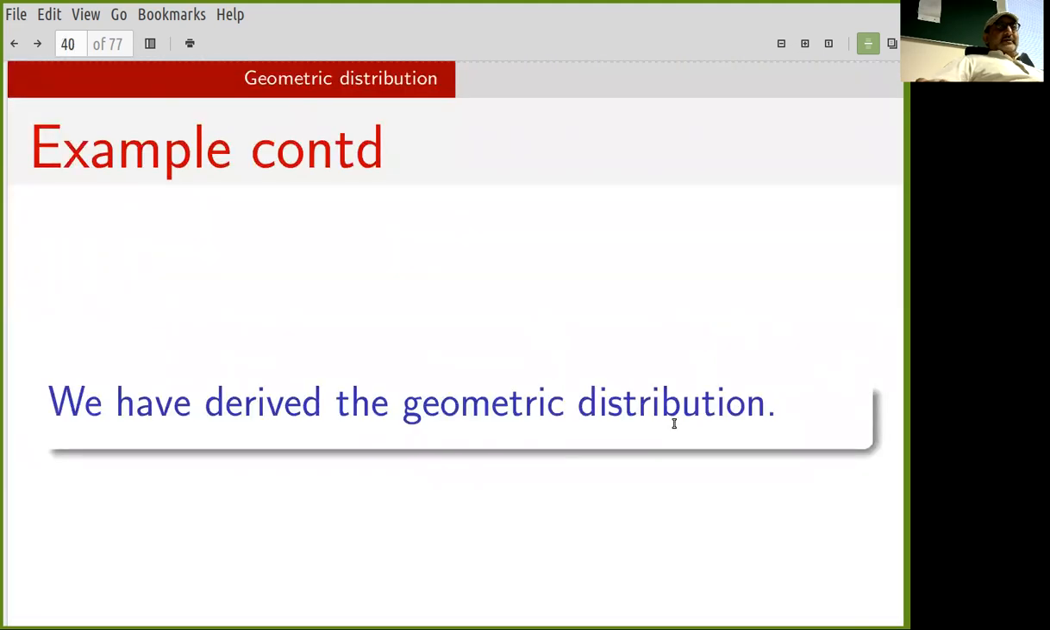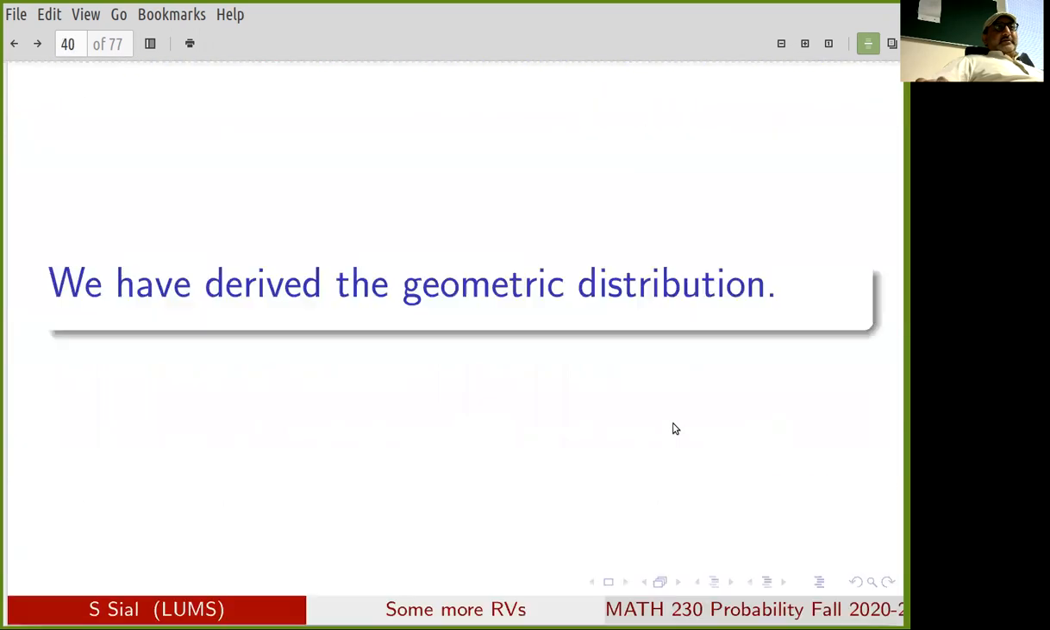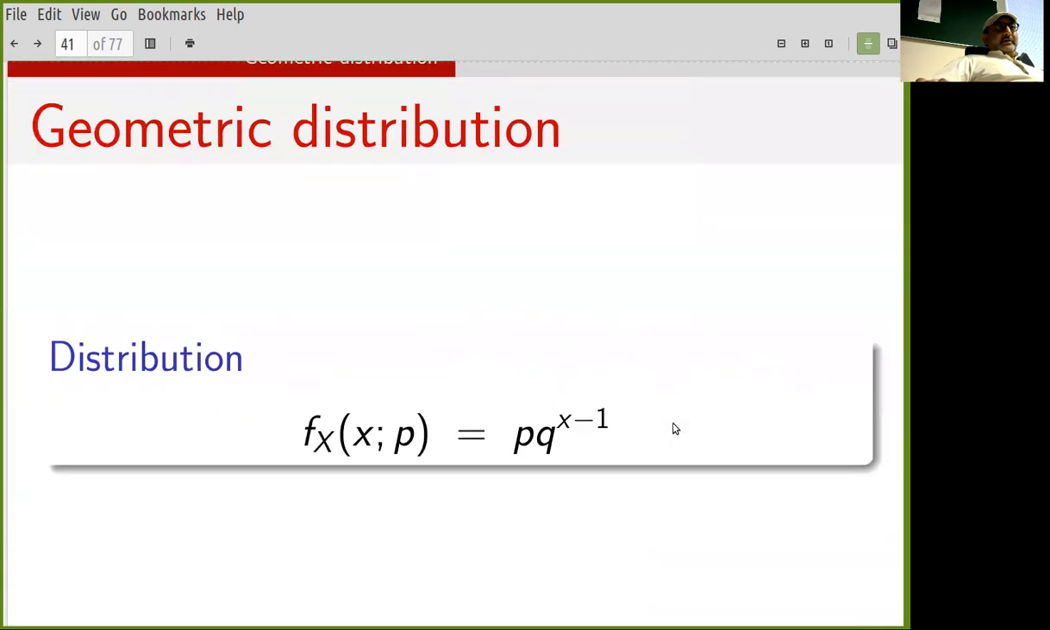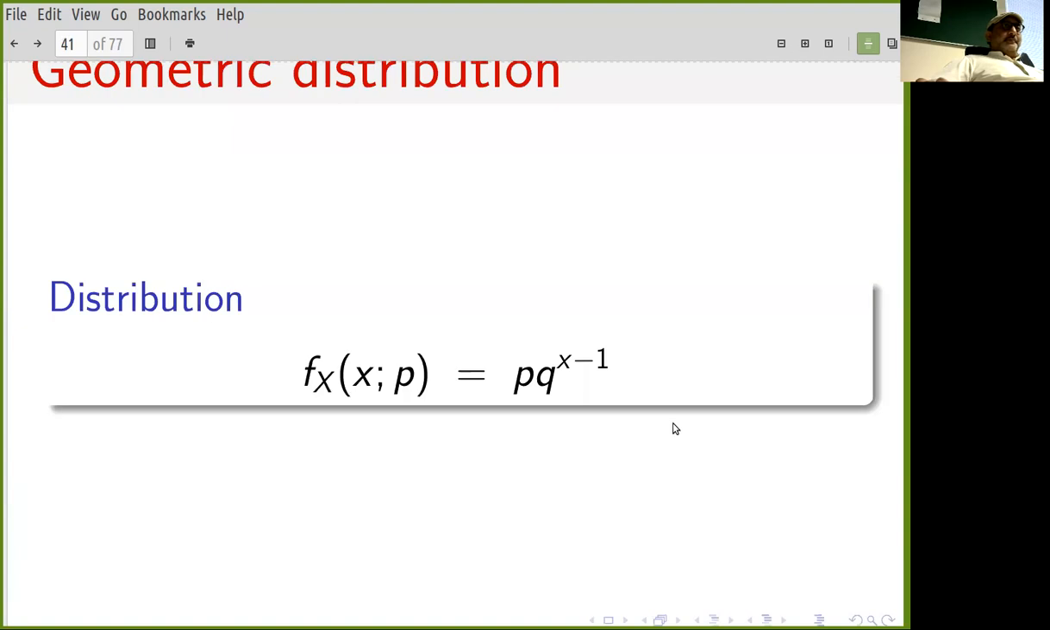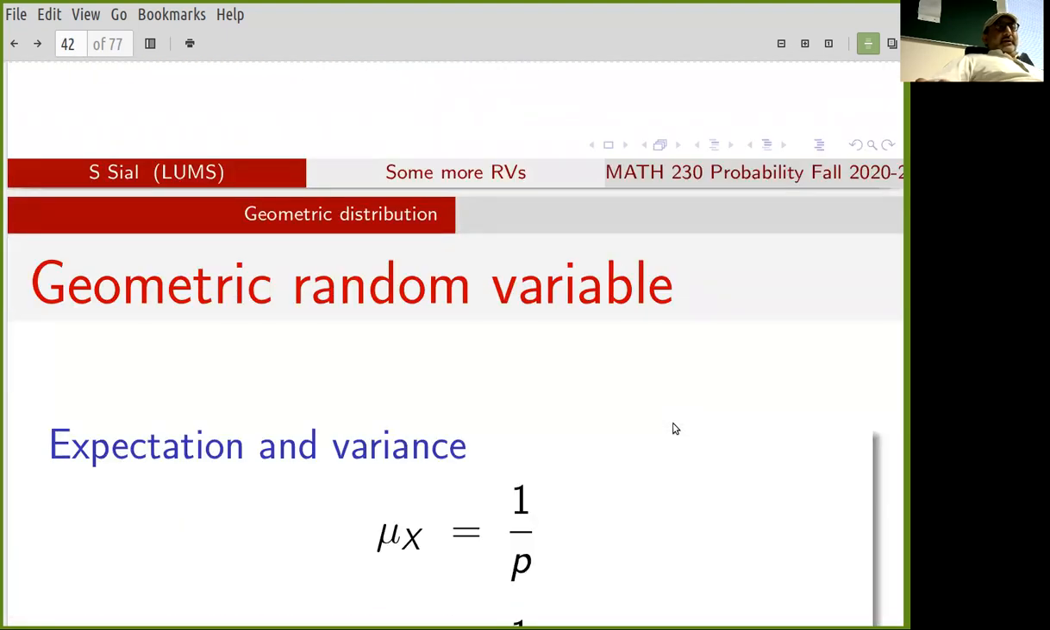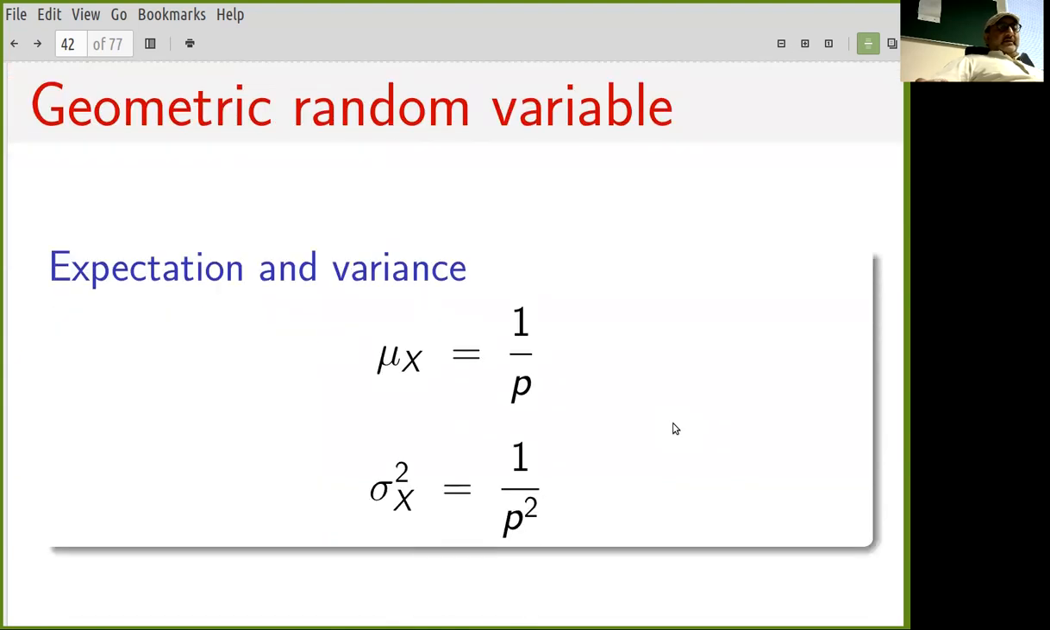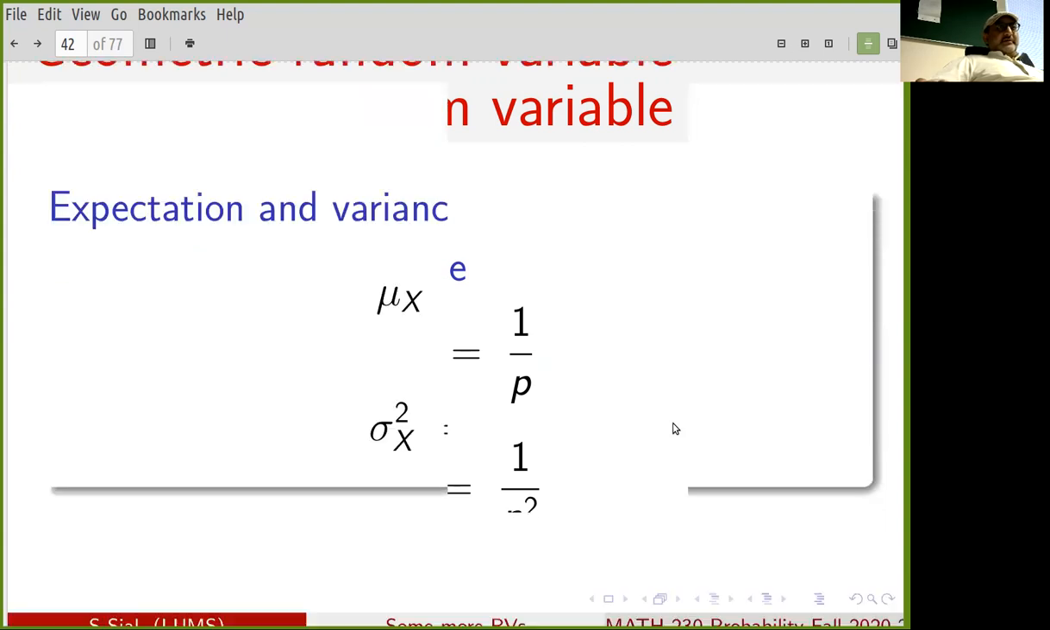Okay, so basically we've derived the geometric distribution. The PMF for that is P times Q to the X minus 1. And we should also specify, of course, what sort of values X can take. Now if you work out the expectation and the variance, you'll see that the expectation for this geometric random variable is 1 over P, and the variance is 1 over P squared.